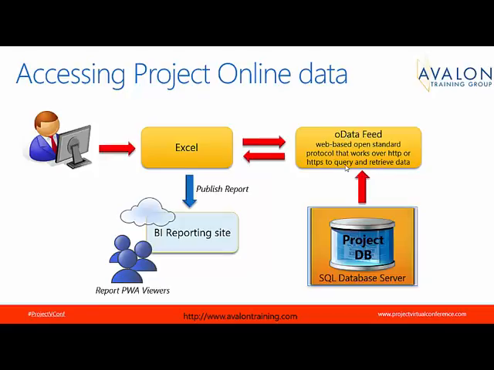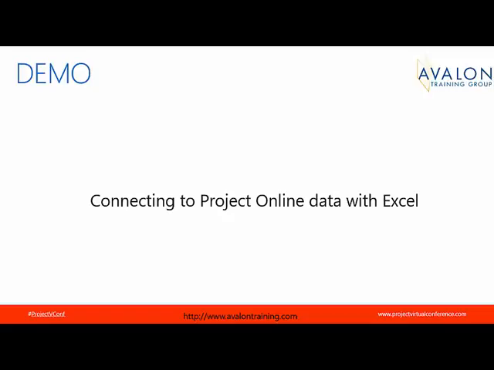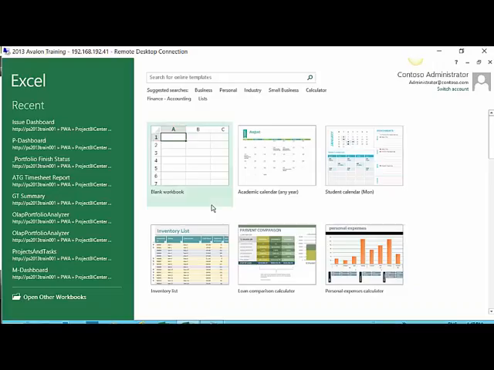Once you've built the report, you can publish that report to your business intelligence reporting site, which is a subsite below PWA. So all your PWA viewers who have permissions on that subsite will be able to see those reports. So we'll do one short demo on how to connect to Project Online using Excel. I've launched Excel and I'll open a blank workbook.